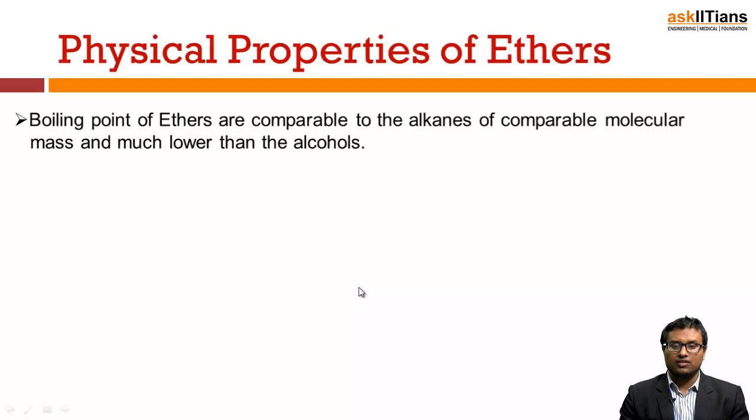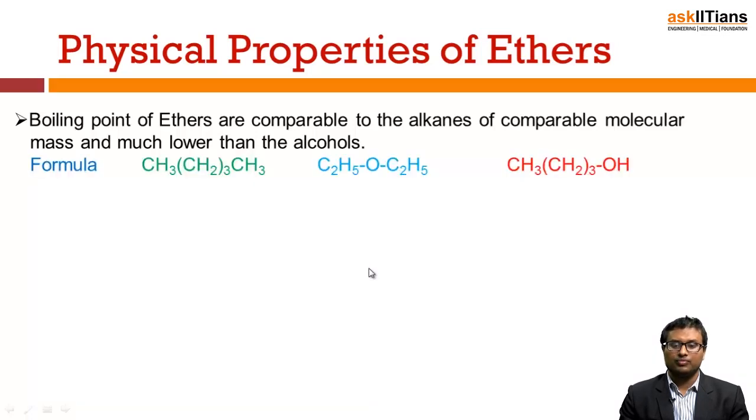Next, physical properties of ethers. The boiling points of ethers are comparable to those of alkanes of comparable molecular mass and much lower than alcohols. So when I compare an alcohol and an ether, the boiling point of ethers is lower than that of alcohols.